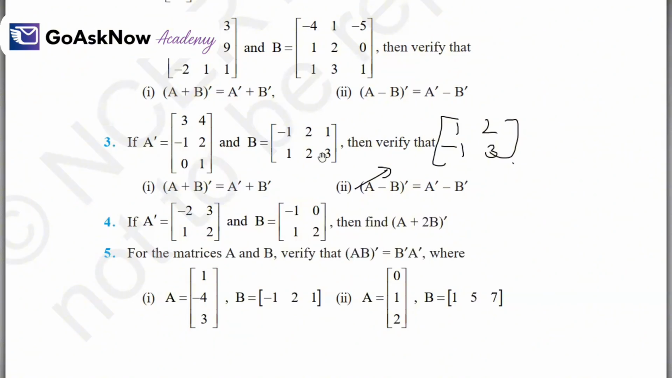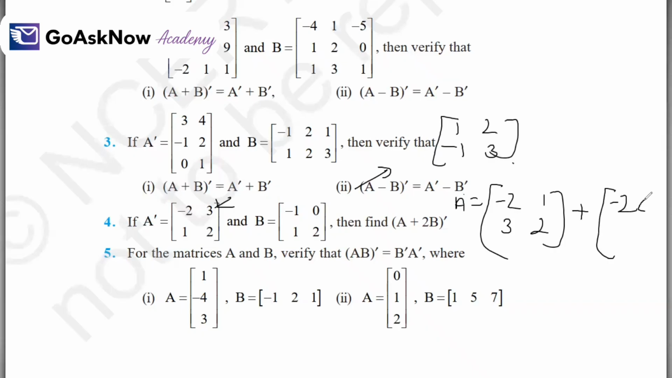So let's do this question. This is also a simple one, but I will tell you how it is to be done. Let's start. Here, just find A + 2B first. A' is -2, 3, 1, 2, then A will be what? Just the transpose of this. So what will be the transpose of this? -2, 3, then 1, 2. This is your A plus 2 into B. So 2 into B will be what? -2, 0, 2, 4.